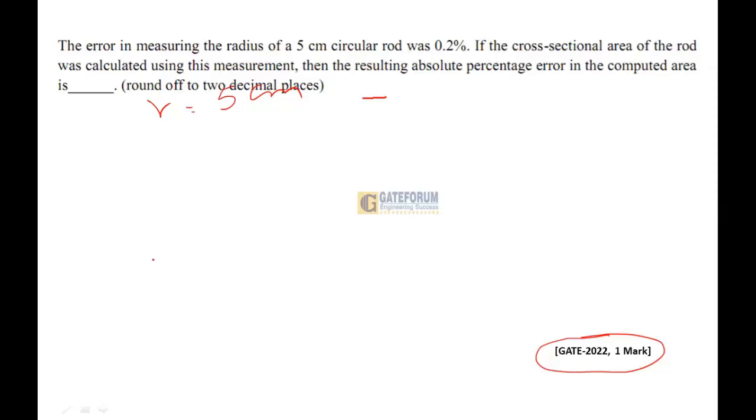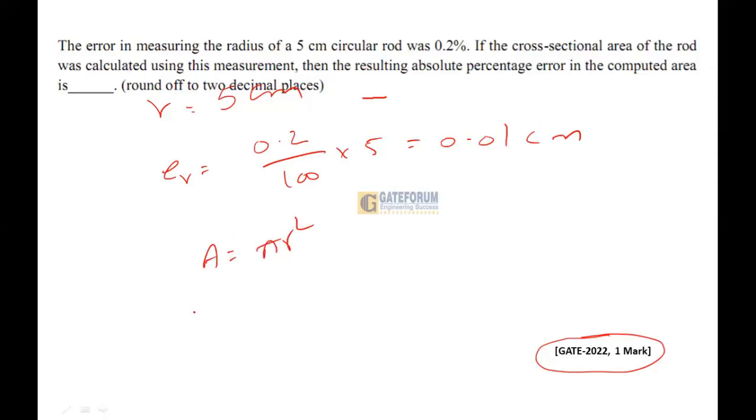So we have a formula here. Given the radius of the circular rod is 5 centimeters with an error of 0.2%. So the error in the rod is 0.2 into 5 by 100, so this is 0.01 centimeter. Now we have the area formula for a circular rod, area is pi r square. So the formula is pi r square, and the error in area is 2 pi r into the error in the radius.